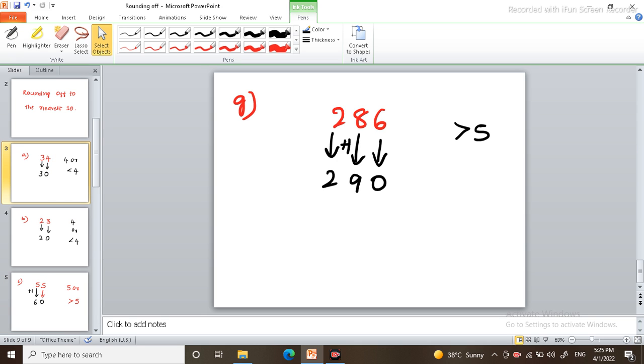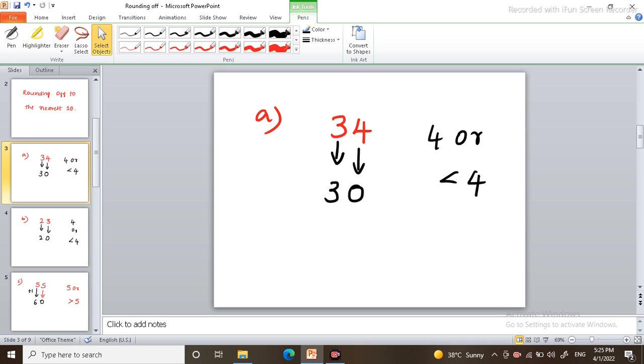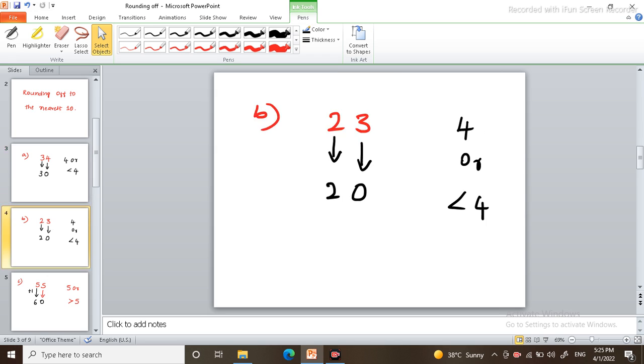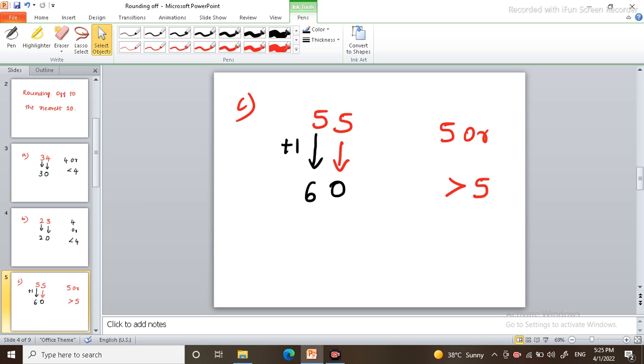I'll just do a quick revision. See, in ones place it is 4 or less than 4. Ones place will become 0, and in tens place it remains as it is. So 34 will become 30. In the same way 23 also, it is less than 4, so in ones place it will be 0 and 2 will remain as it is.